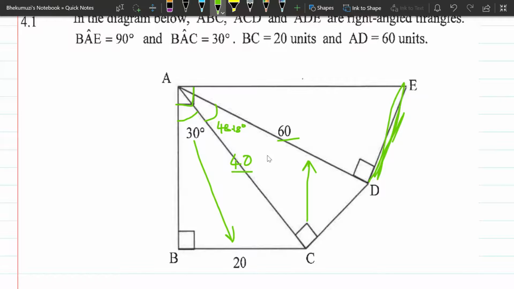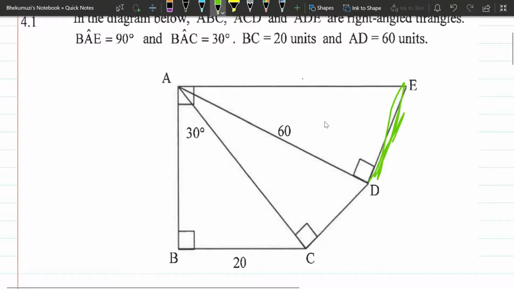We only know one thing. And what is that? We only know the information about AD, which is in the triangle ADE. But now, what do we need to actually find the value of DE? We need at least one more side or an angle.